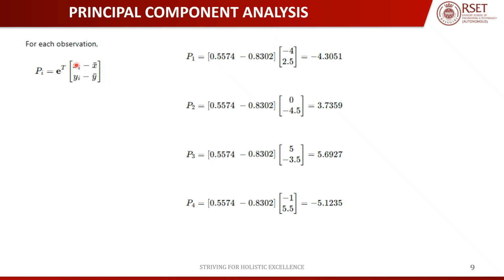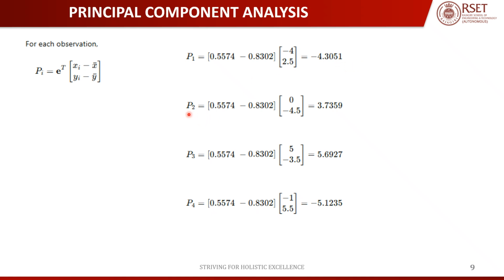For P1, you'll just take the entry x1 minus x bar, that was minus 4, and the entry y1 minus y bar, which is 2.5, and you multiply these. So this row matrix and this column matrix, when you multiply, you get the value, and that is your P1.